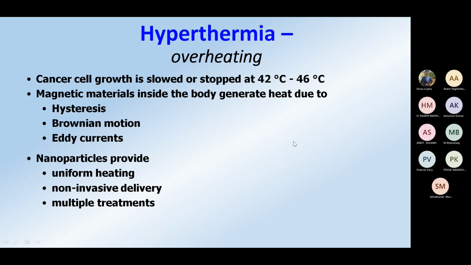So what will happen the moment you apply the external magnetic field to that magnetic nanoparticle? They'll enhance the temperature of the surrounding area, maybe 42 to 46 degrees Celsius. And at those temperatures, the cancer cell growth is either stopped or slowed down.